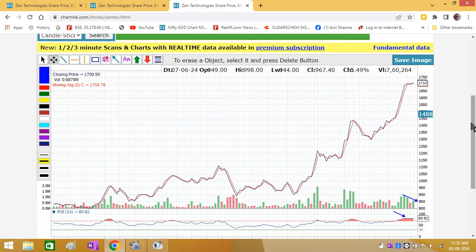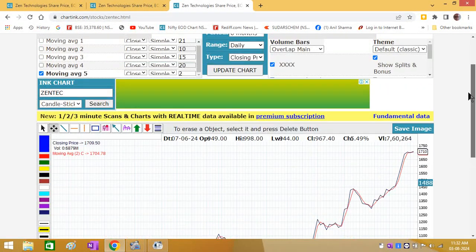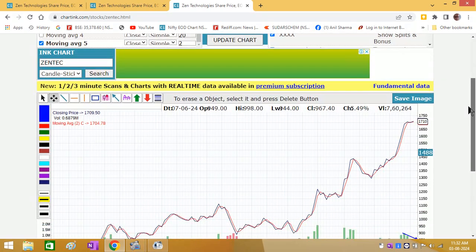This is the daily chart of Zen Technologies. Yesterday the market actually collapsed, but Zen Technologies, I don't think it really collapsed. Still the direction is in the up direction.